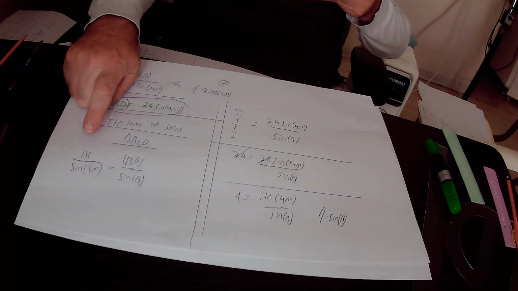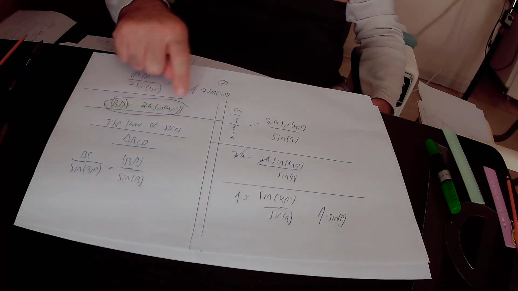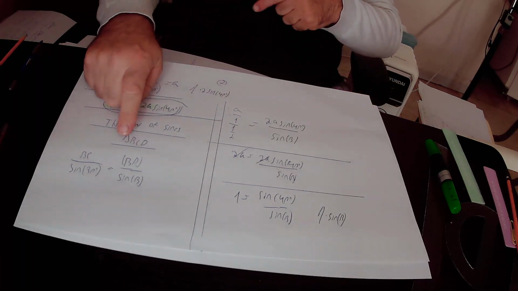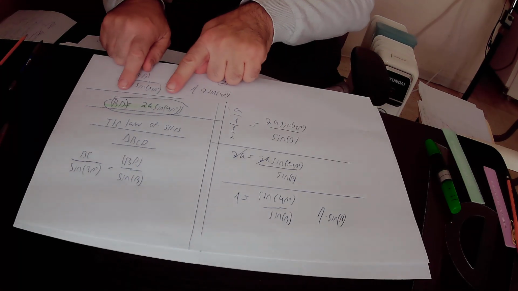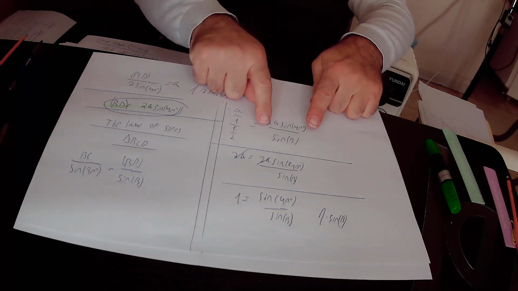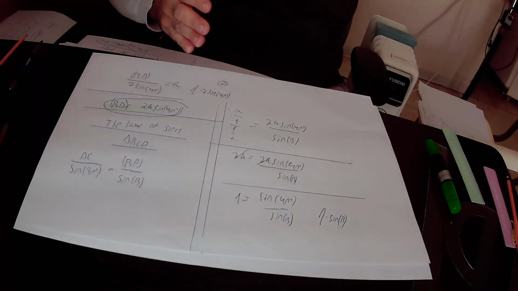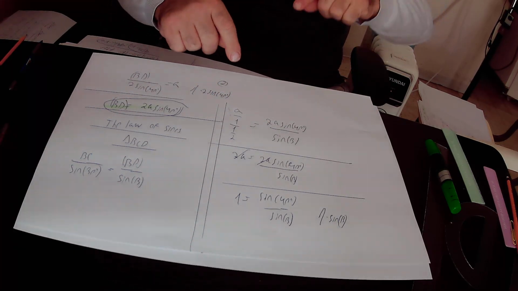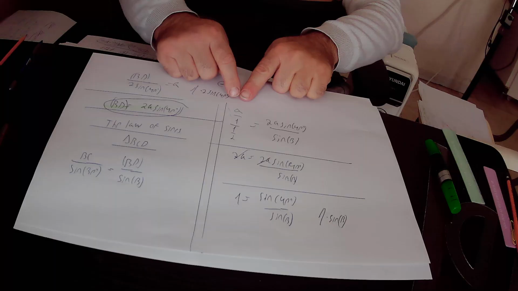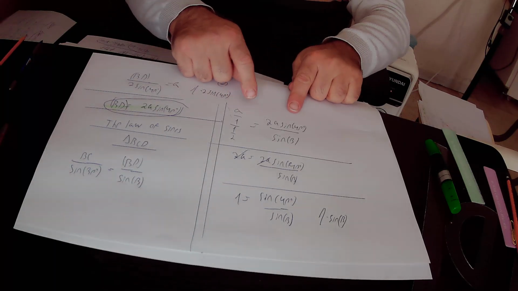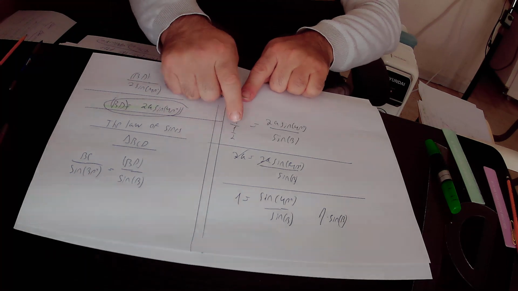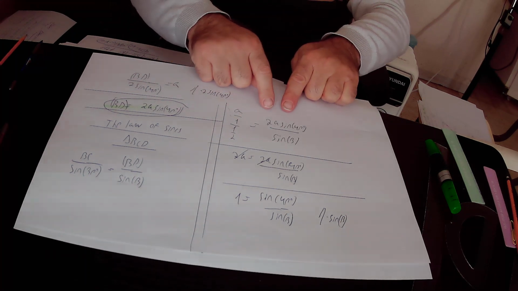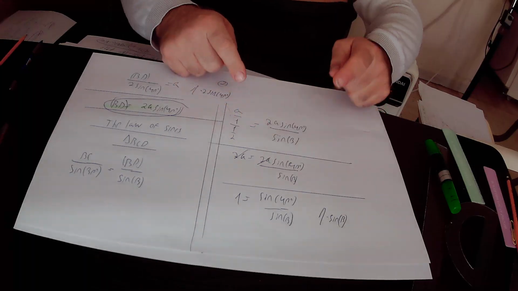Sine 30 degrees is 1/2. So in total, in this equation, we have A over 1/2 equals, again, BD, which is 2A times sine 40 degrees, over sine beta. Sine beta is the missing side, so we leave it as it is. A over 1/2 is 2A, and it equals 2A sine 40 degrees over sine beta.